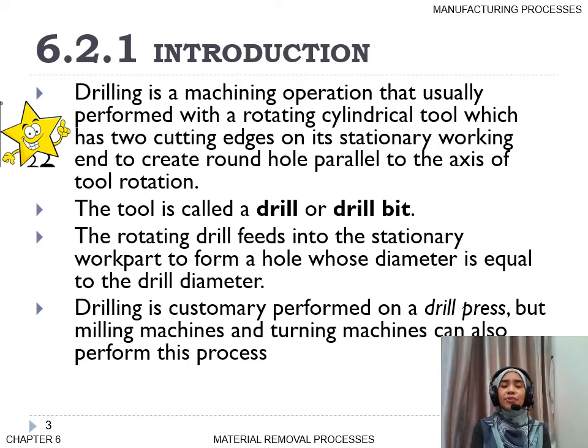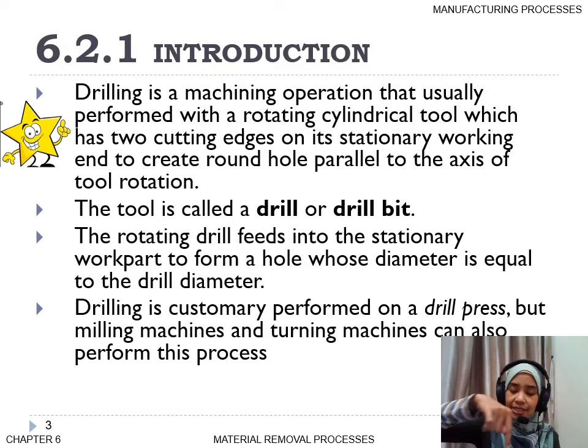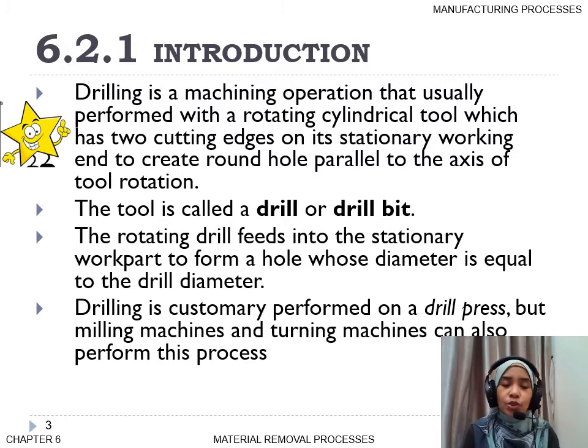Okay, so drilling merupakan satu operasi di mana kita nak masukkan hole dengan menggunakan satu rotational cylindrical tool yang membolehkan dia, dalam satu putaran, ada dua cutting edge, kita kata remove the material tu secara serentak. Tool yang digunakan disebut sebagai drill, and sometimes called a drill bit. The rotating drill bit fits into the stationary work part, di mana work part kita dalam keadaan yang tidak bergerak, hanya cylindrical tool kita yang akan bergerak.